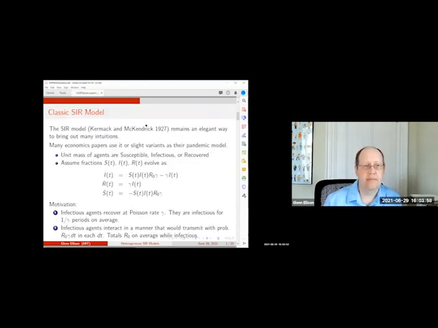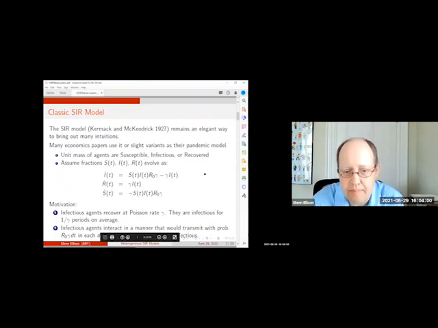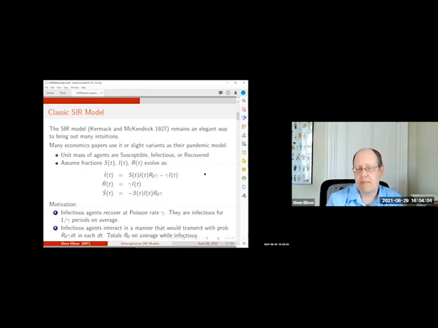Okay, so let me start with the benchmark model in epidemiology that's often used for discussing epidemics, and that's the SIR model. It comes from a paper from 1927. It's still, though, a very elegant way to bring out intuitions. I think there have been a number of economists who take it even more seriously than they should.